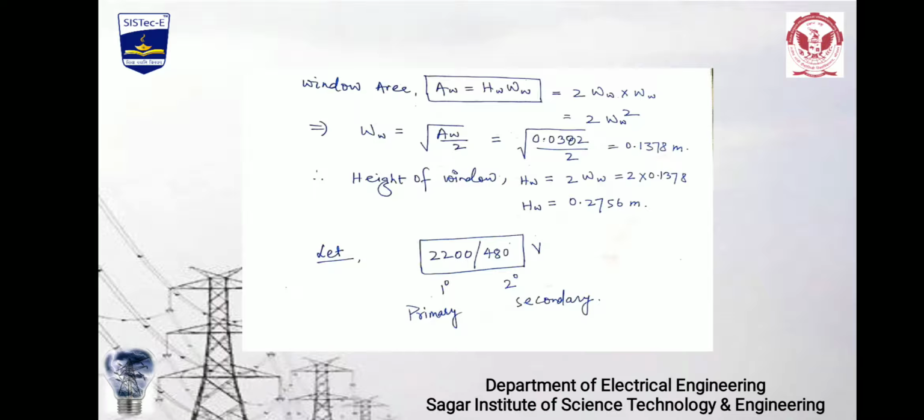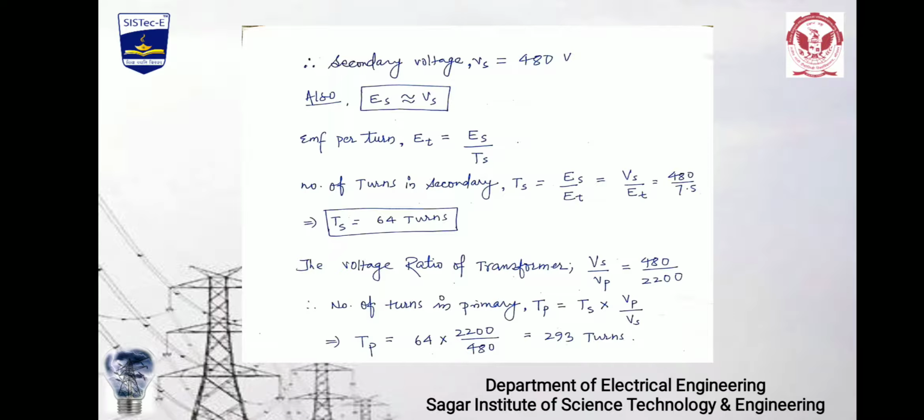Let 2200 volt be the primary side and 480 volt be the secondary side. Secondary voltage Vs is equal to 480 volt. Also ES is equivalent to Vs. EMF per turn ET is equal to ES upon TS. Number of turns in secondary TS is equal to ES upon ET, which is Vs upon ET, which is 480 upon 7.5. Now the secondary turns come to be 64 turns.